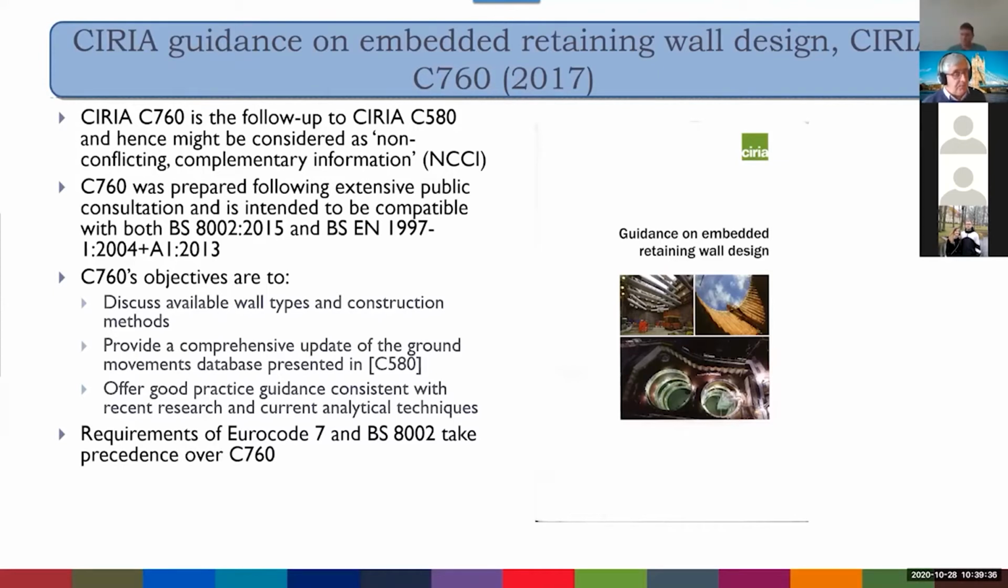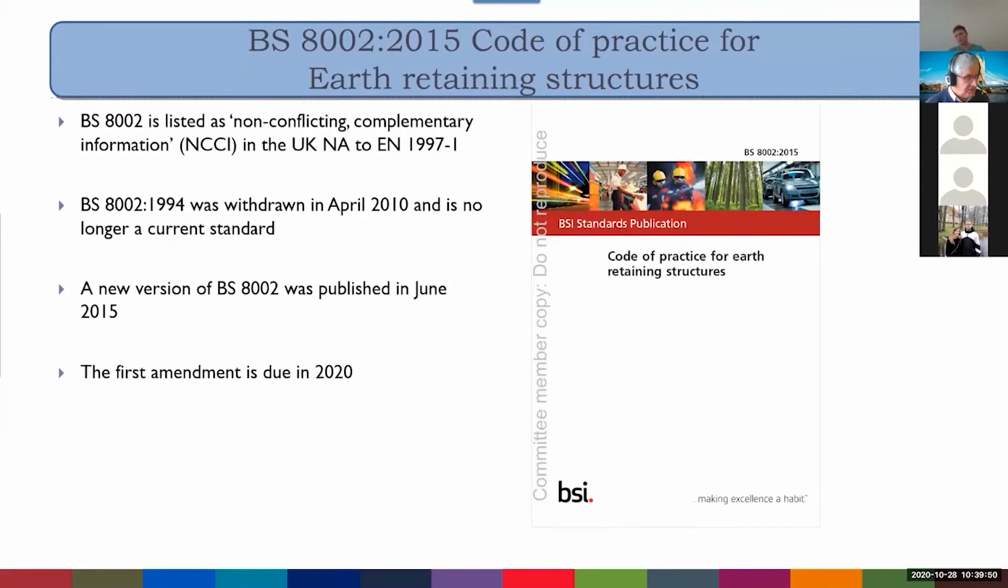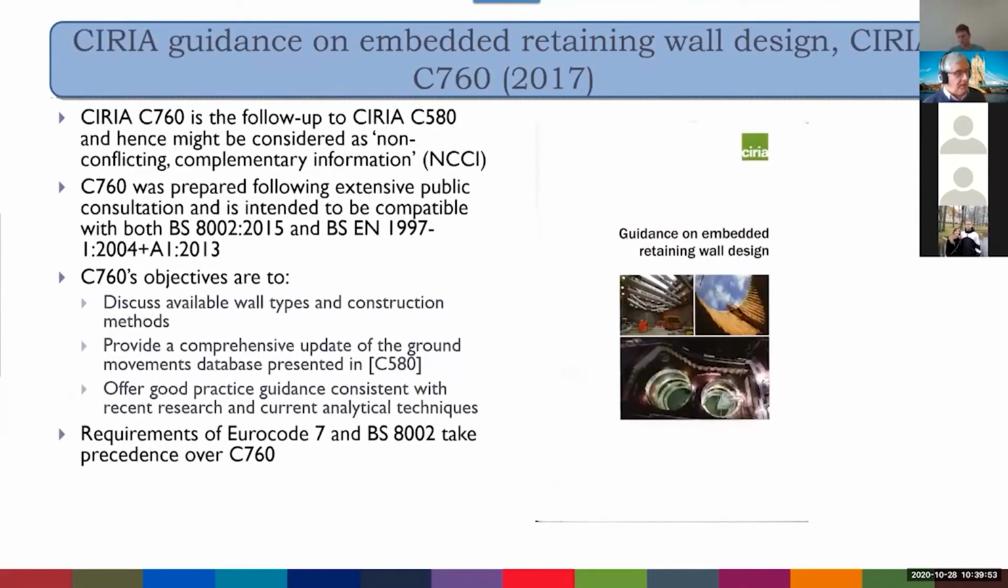It's a follow-up to previous documents that date all the way back to 1984. It was prepared following extensive public consultation with the industry and is fully compatible with the British standard, which I've shown you here, and the Eurocode. So these 3 documents all work together seamlessly. Eurocode sets all the principles out. The British standard fills in a lot of details specifically for retaining structures, and this document gives you more detailed guidance on embedded retaining wall design.